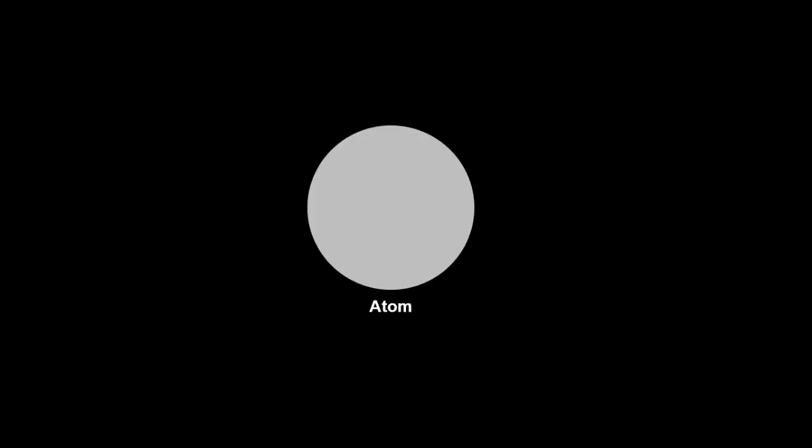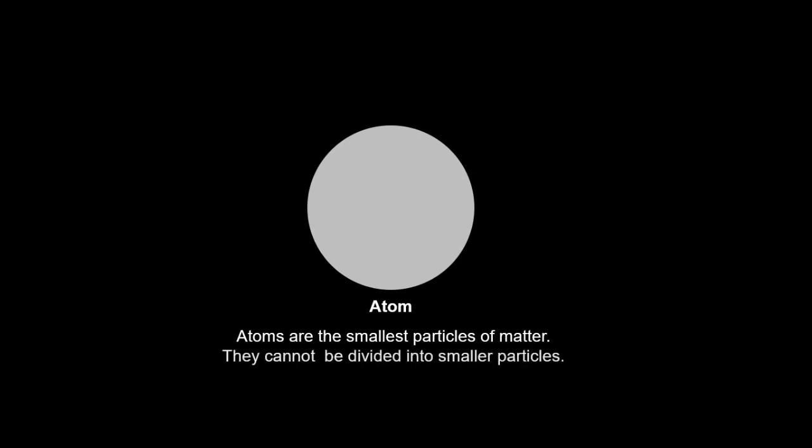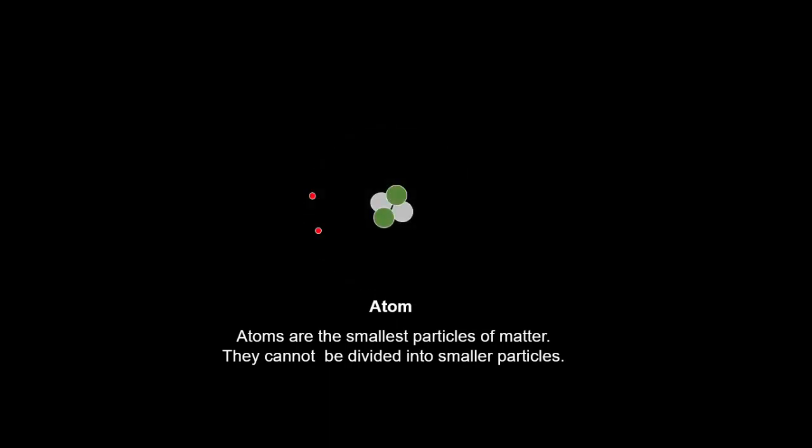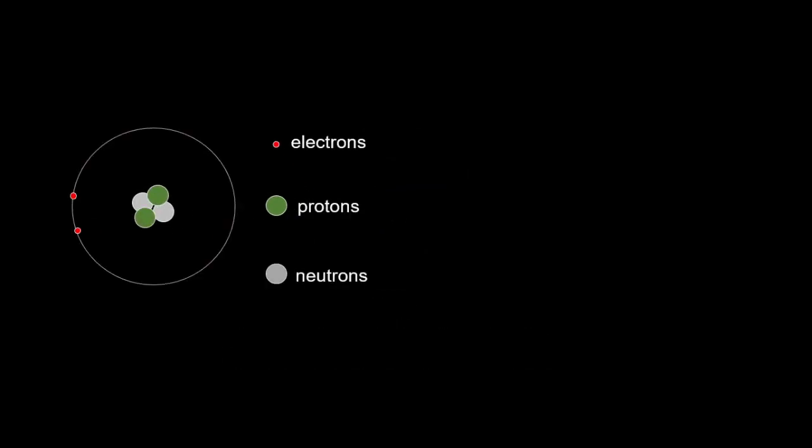Let's go on to the first statement. Accordingly, atoms are the smallest particles of matter. Smallest because, accordingly, they cannot be divided into smaller particles. But we know now this is not true because an atom actually can be divided into smaller particles. So we can still divide atoms into smaller parts. And these are the electrons, protons, and the neutrons.